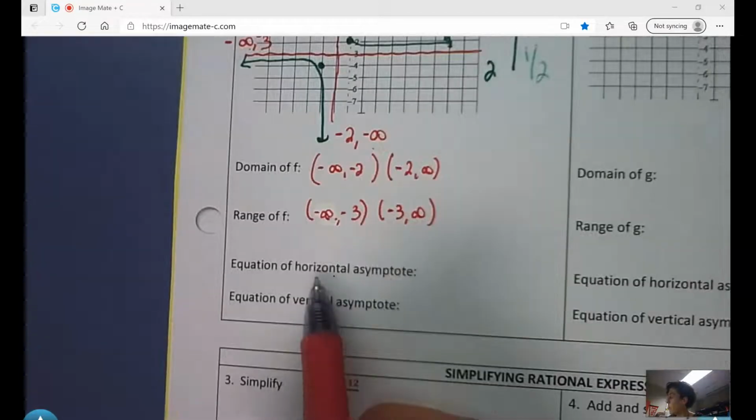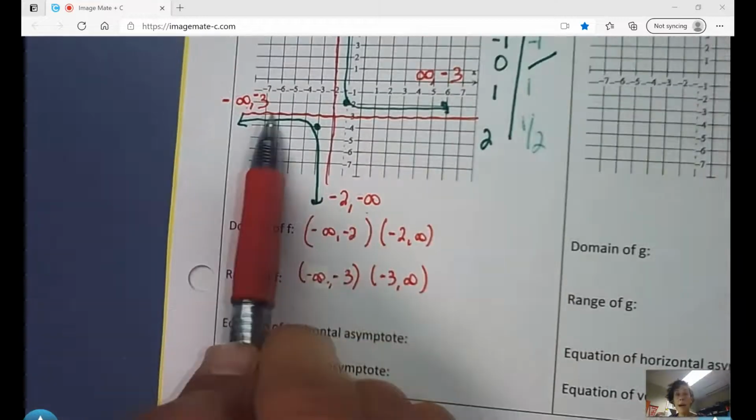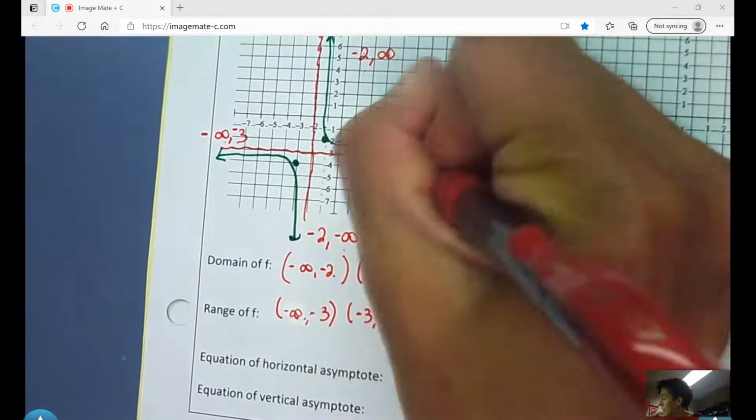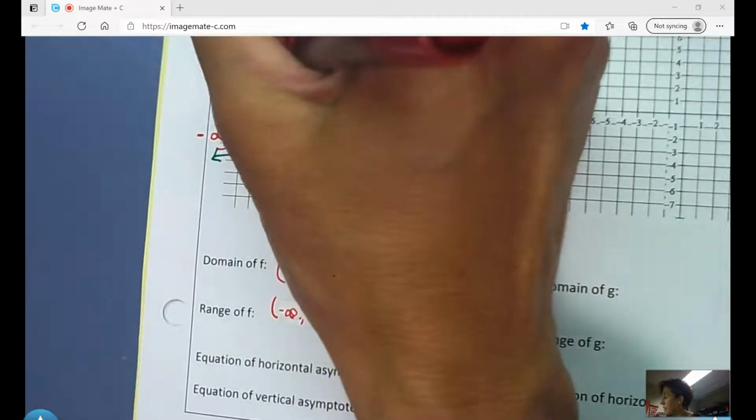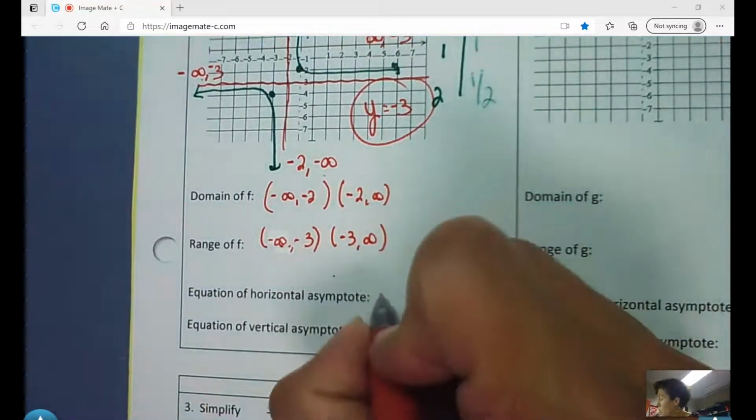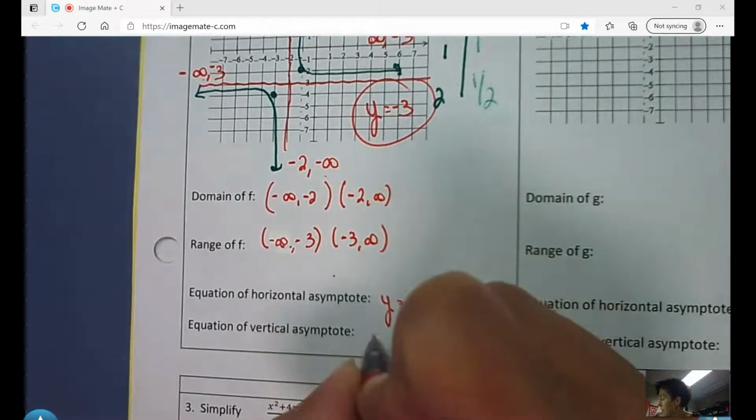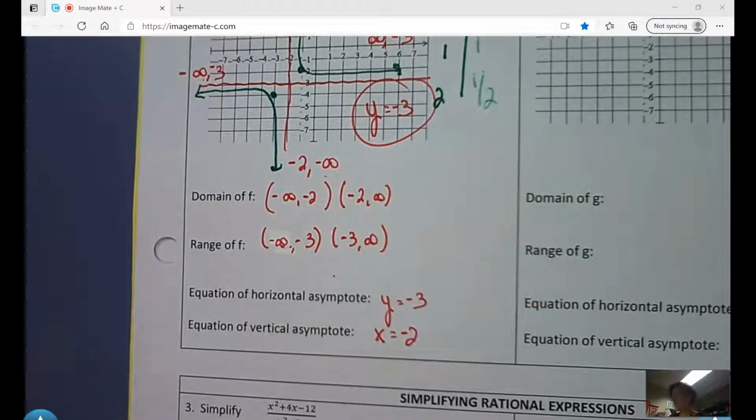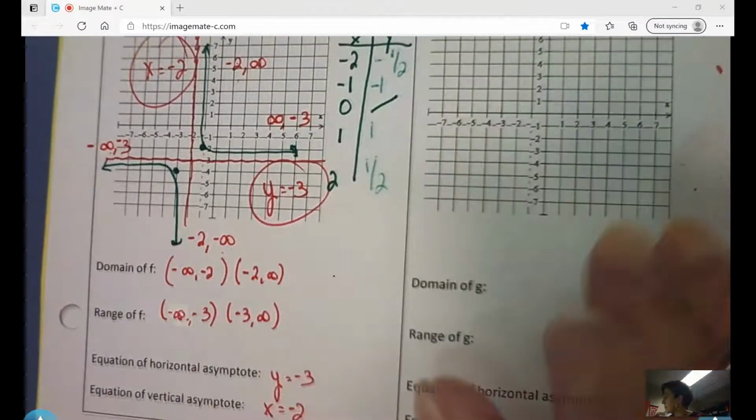The equation of the horizontal asymptote, remember this is y flies by. That's y at negative 3, and x is depressed. That is at negative 2. So the horizontal is y equals negative 3, and the vertical is x equals negative 2. And you do have to include the x or y. You just can't put the numbers.